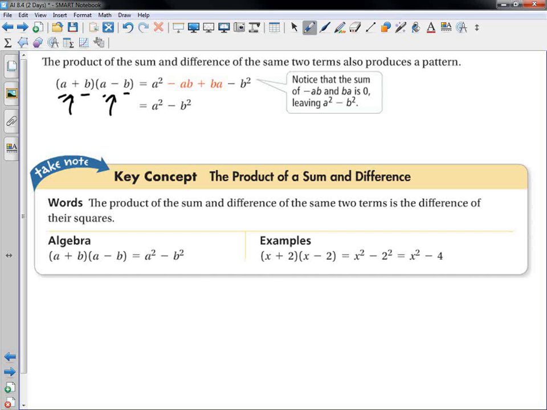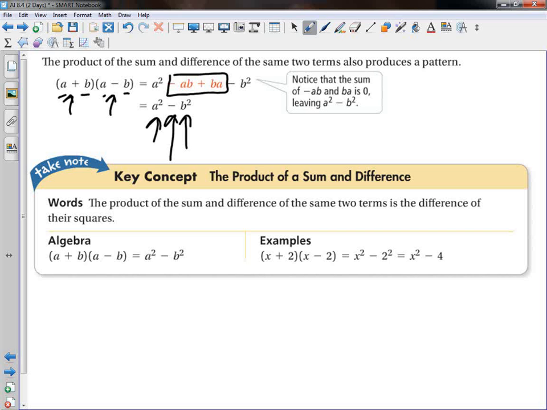And what happens when we FOIL, this middle term looks like that: minus AB plus BA. And those two terms will cancel each other out or make 0. Thus, leaving us with no middle term, and all we have is the first term squared, second term squared, and always a minus sign in between.